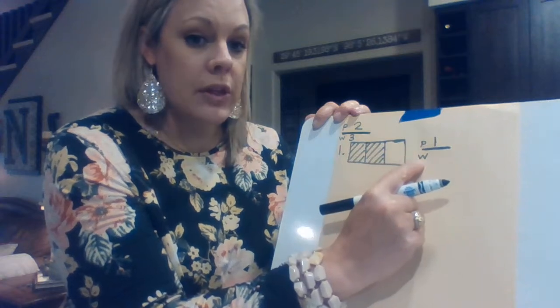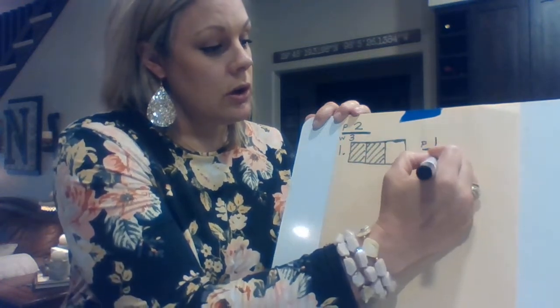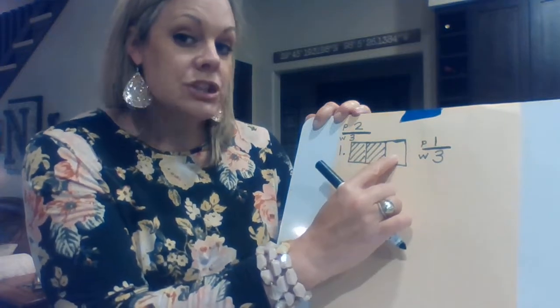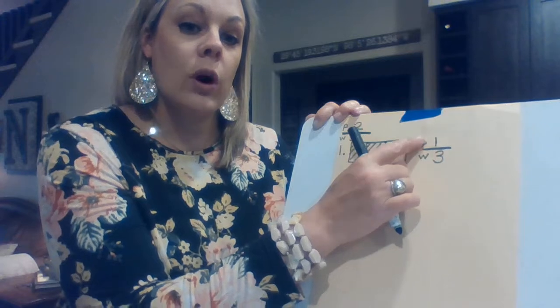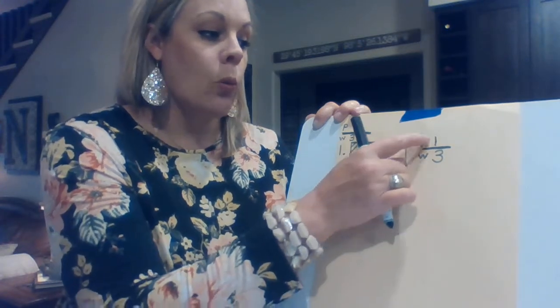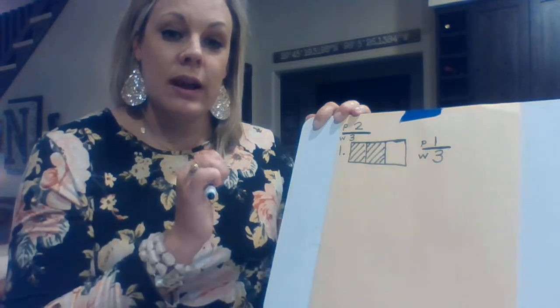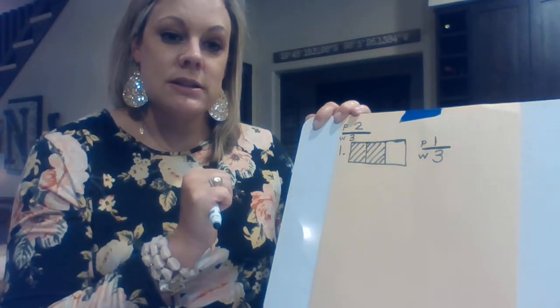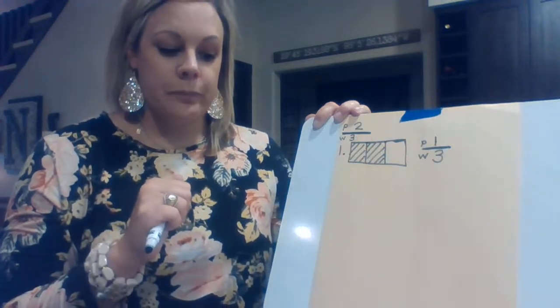And then the whole thing, how many are in the whole? There's still 3. So I know the part that's not shaded is 1/3. 1/3 of my shape. 1 out of 3 is not shaded, 1/3. Okay? Does that make sense? So this is how our problem is going to look.